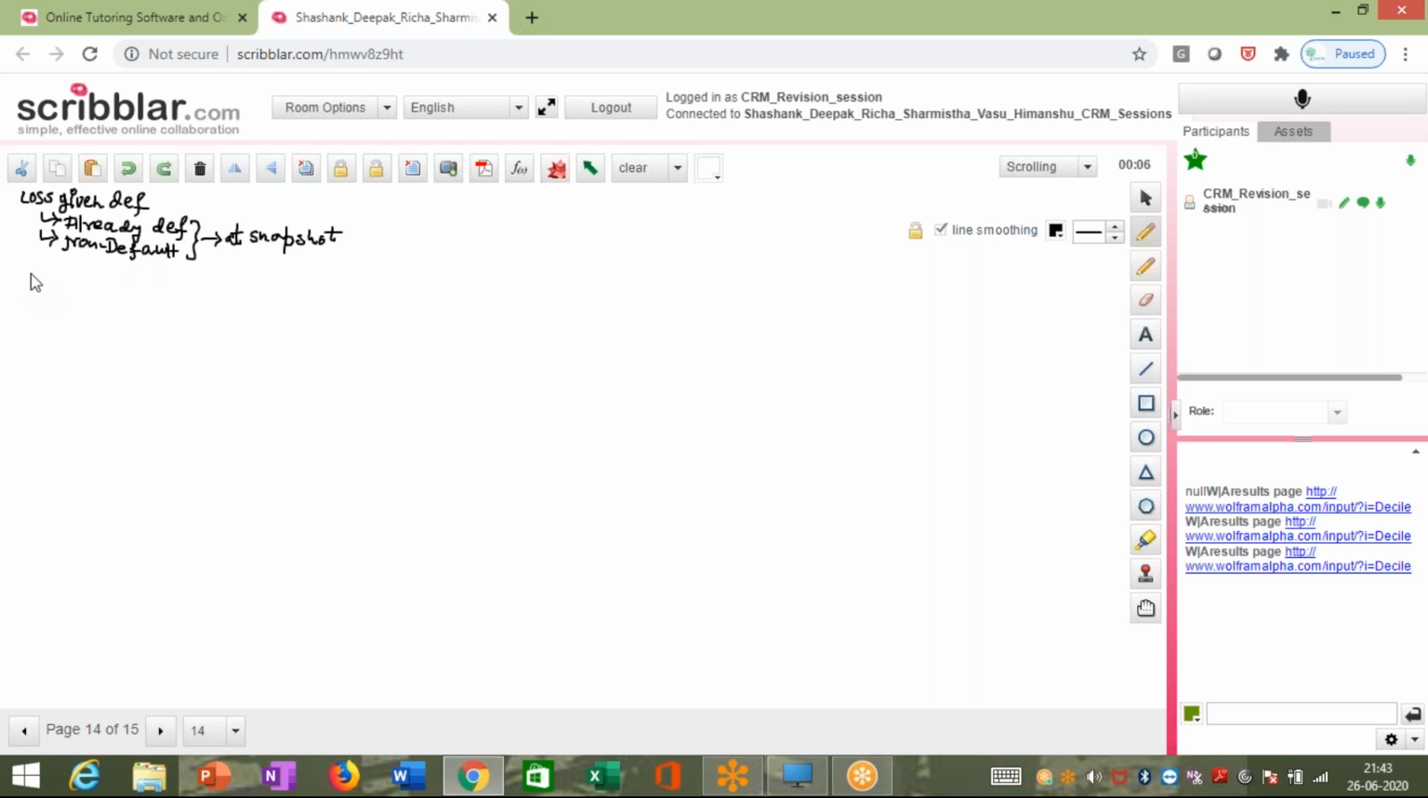One is for already defaulted accounts. So these accounts are ones which have already defaulted. Let's try to understand the type of records that we are going to include for these snapshot defaults. One part of the LGD base comes from those accounts which you had excluded while building your PD and your EAD base, right? So those are your snapshot defaults.